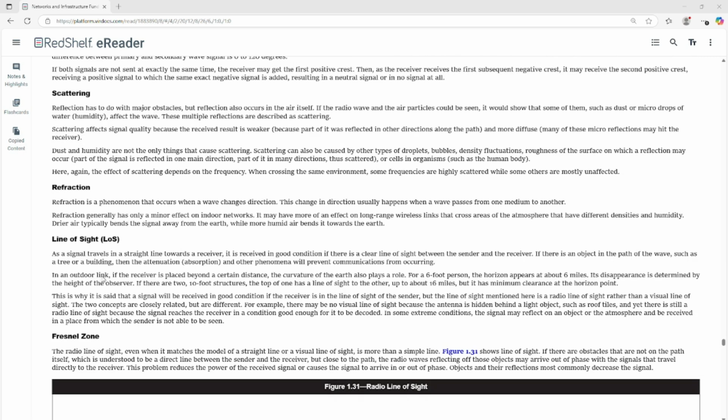Line of sight. In this case, a signal travels in a straight line towards a receiver, and it is received in good condition if there is a clear line of sight between the sender and the receiver. So if two devices are communicating and there isn't a wall in between those two devices, then that's what is referred to as a straight line towards a receiver, line of sight.